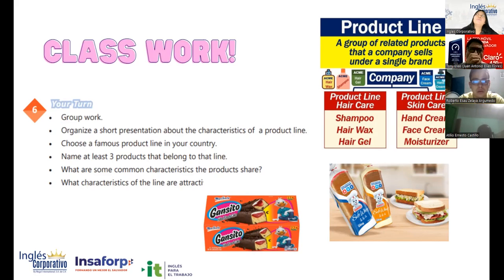So now, but in this case, remember that the product line, look at this. It is a group of related products that a company sells under a single brand. And we have the example, we have Acne, right? So they have this product line, which is hair care, and they have the product line, which is skincare. So two product lines.